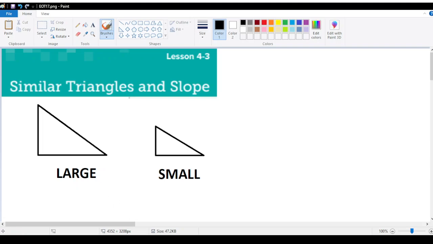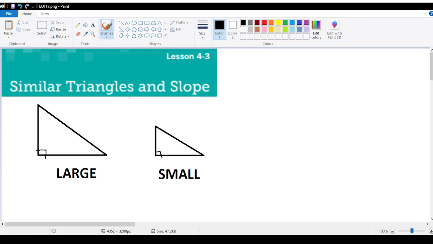If they have the same shape, they should have the same angles. For example, what is this angle? How much is this angle, Shamsa? 90. Yeah, that's right. It's 90 degrees, okay? Or we can say it's a perpendicular line. And this angle is also 90 degrees.